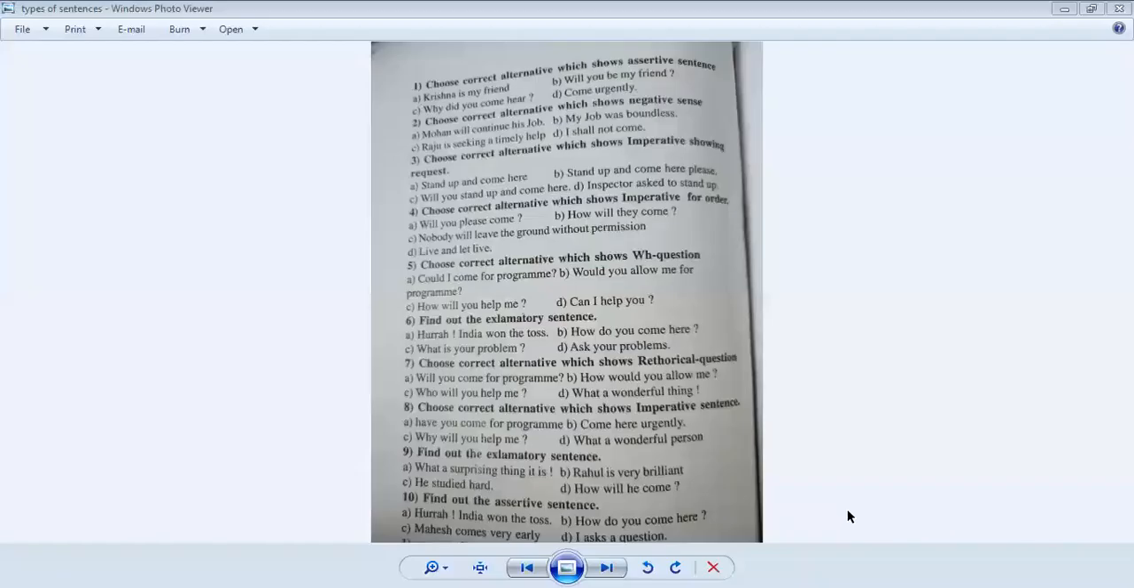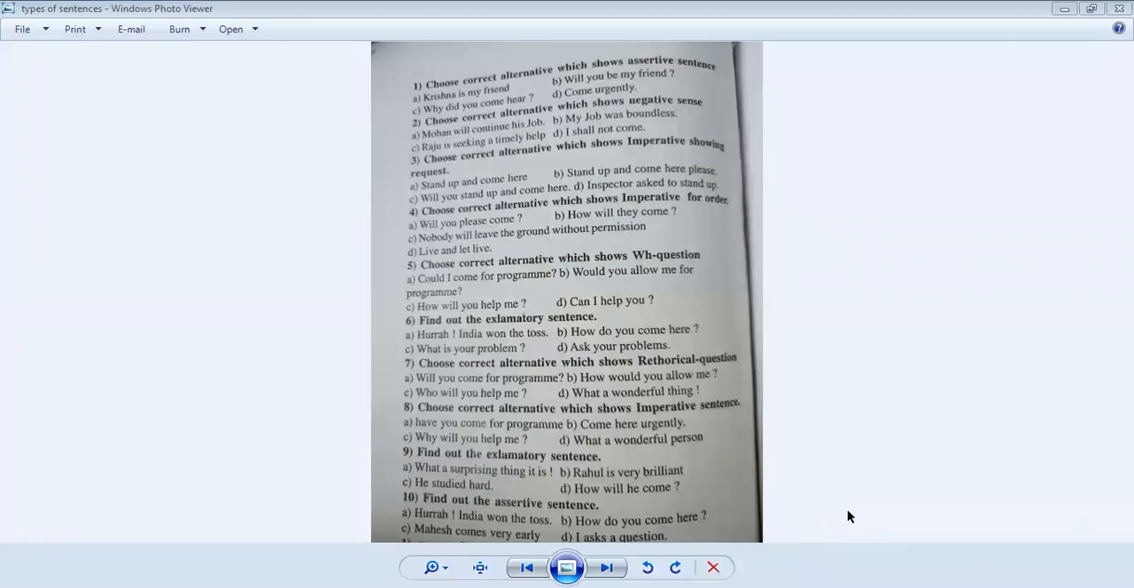Yes, so I was saying that based on types of sentences, they can ask you questions based on the form of a particular sentence. For example, you know that a declarative sentence will always end with a full stop. The form of a declarative sentence will always be subject plus verb plus object. Then in an imperative sentence, the subject is absent. Interrogative sentences end with a question mark. Exclamatory sentences end with an exclamation mark. So they may ask you which type of sentence ends with the exclamation mark.